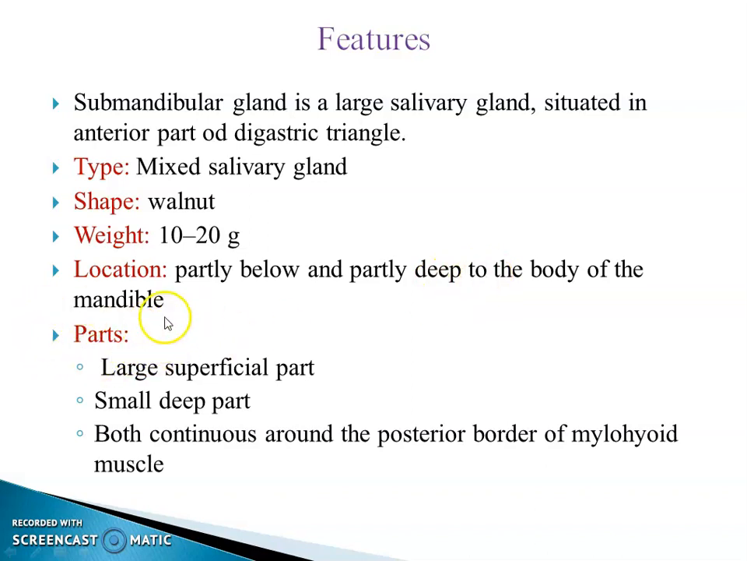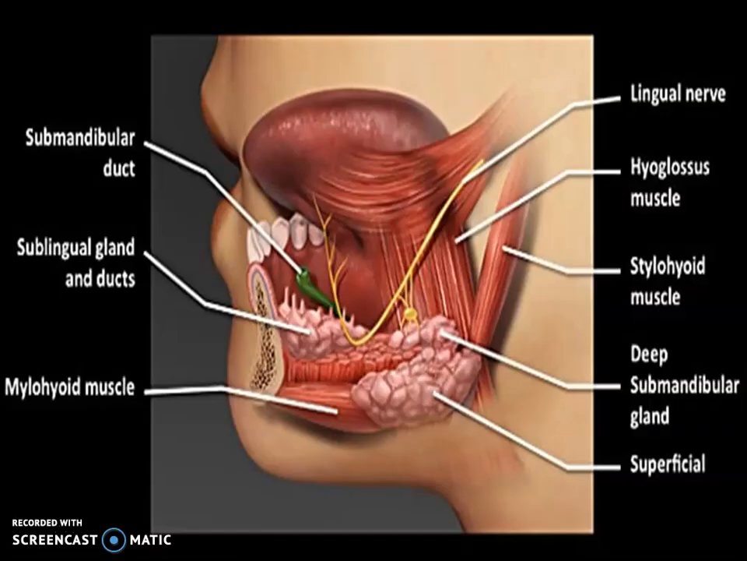It has, as we have just seen, a large superficial part and a small deep part, both continuous around the posterior border of the mylohyoid muscle. In this diagram we can see this is the mylohyoid muscle, and this is the posterior border of the mylohyoid which divides this gland into the large superficial part and the small deep part.